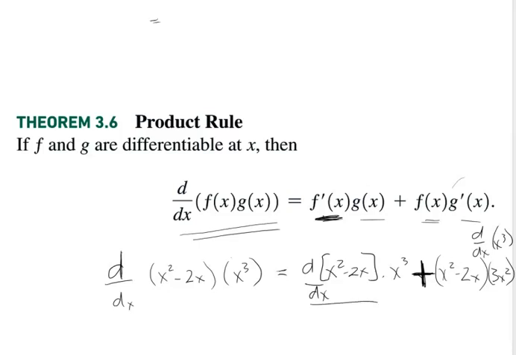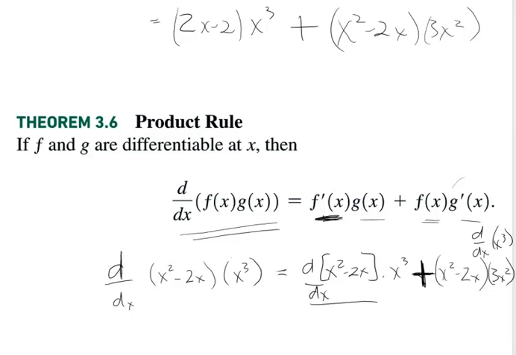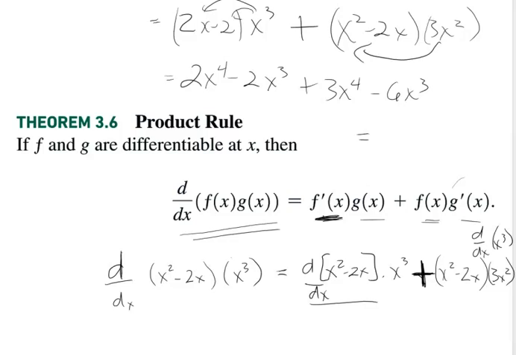I now can take the derivative of that, which is 2x minus 2. And it's multiplied by x cubed. Big plus. And then that's that first function left alone, multiplied by the derivative of the second. And then we do our best to clean it up. Let's just run it through at this point. That's 2x to the fourth minus 2x cubed plus 3x to the fourth minus 6x cubed, which is equivalent to 5x to the fourth minus 8x cubed.